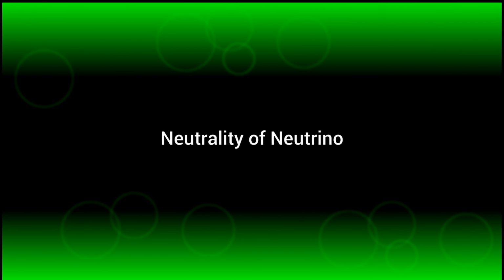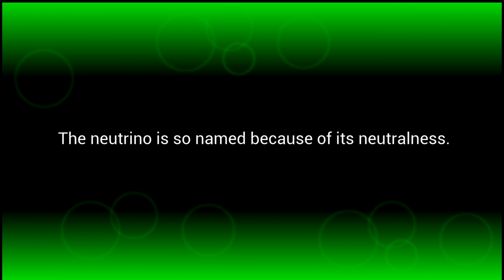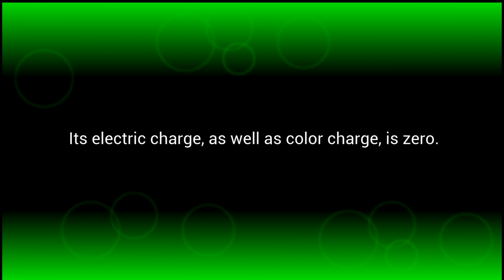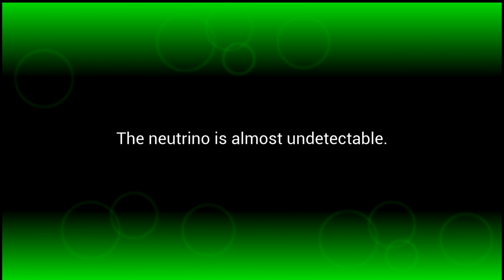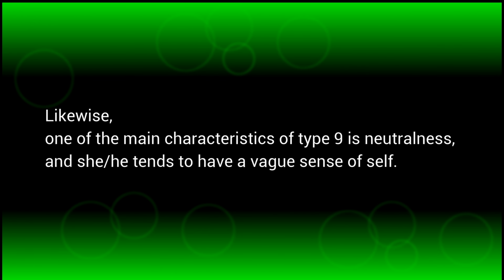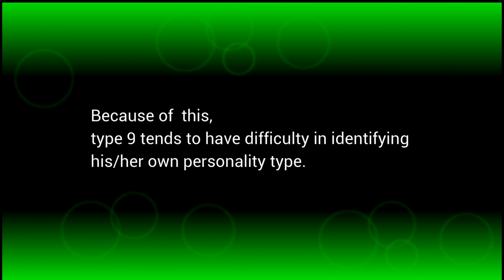The neutrality of neutrino. The neutrino is so named because of its neutralness. Its electric charge as well as color charge is 0. Also, its mass is almost 0. Because of this, it is very difficult to observe the behavior of neutrinos. The neutrino is almost undetectable. Likewise, one of the main characteristics of type 9 is neutralness, and she or he tends to have a vague sense of self. Because of this, type 9 tends to have difficulty in identifying his or her own personality type.